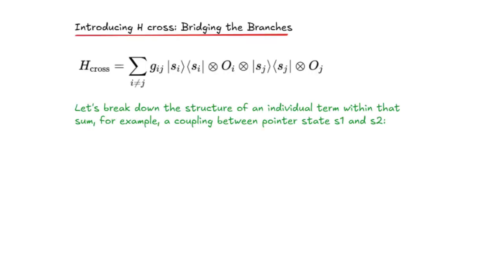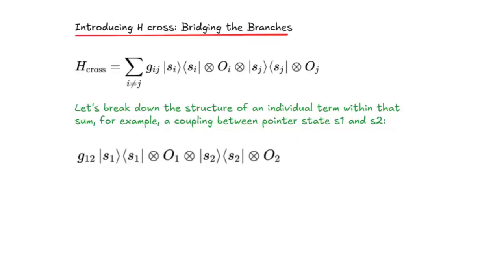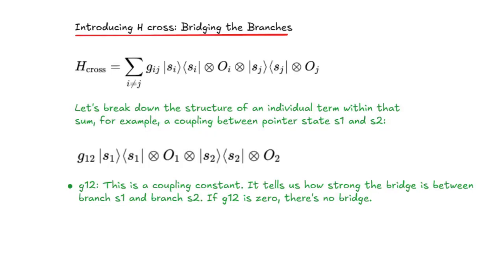Let's break down the structure of an individual term within that sum. For example, a coupling between pointer state S1 and S2: G sub 12, tensor, the outer product of S sub 1 with itself, tensor O sub 1, tensor the outer product of S sub 2 with itself, tensor O sub 2. G12 is a coupling constant. It tells us how strong the bridge is between branch S1 and branch S2. If G12 is 0, there's no bridge.